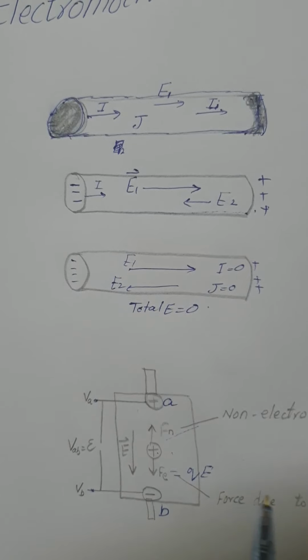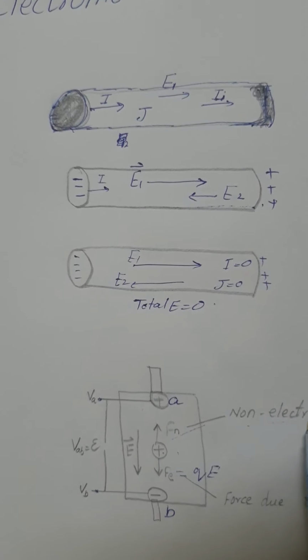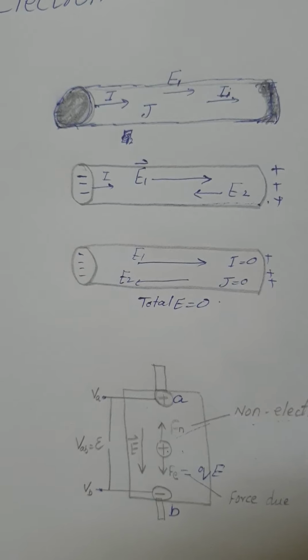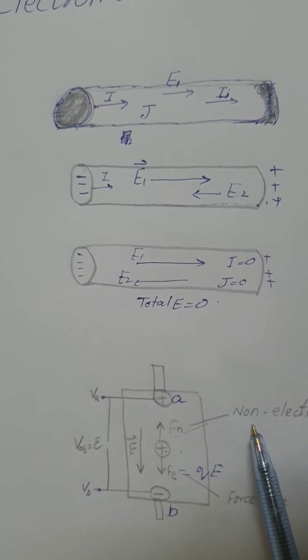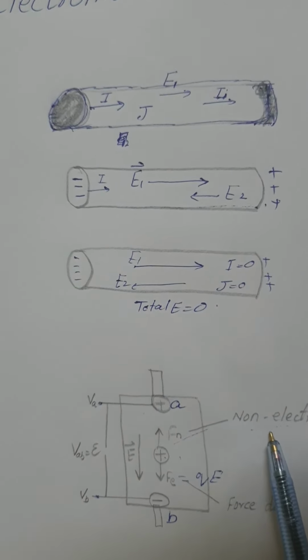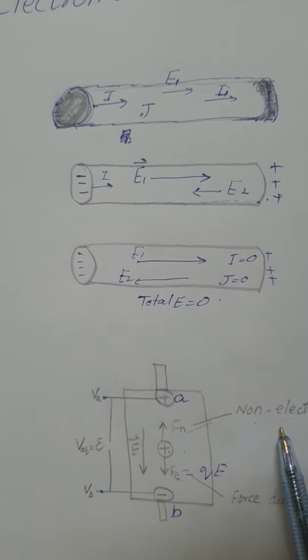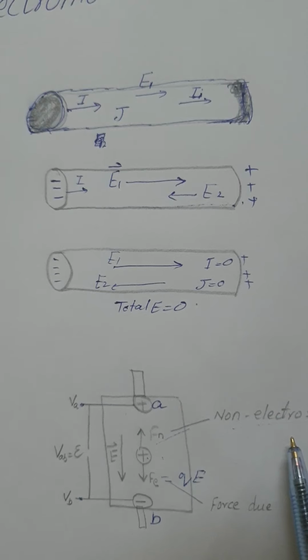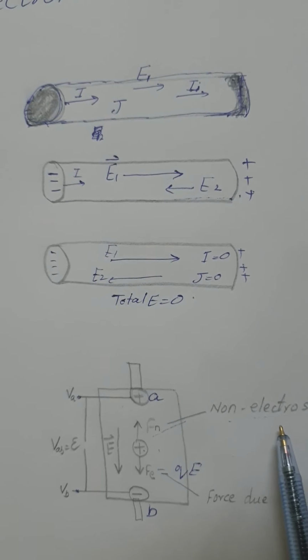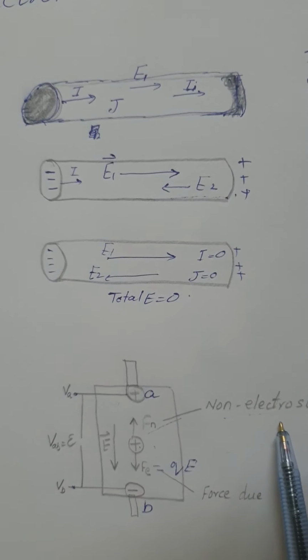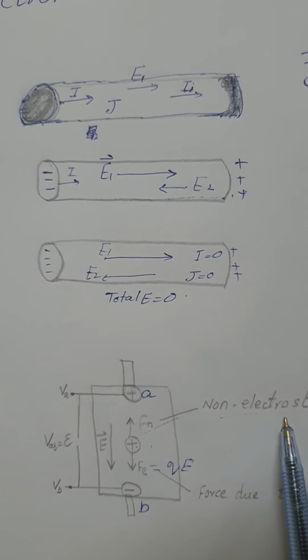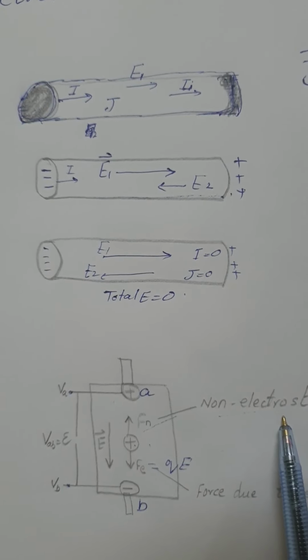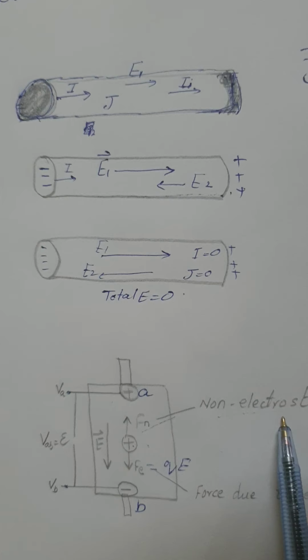So it depends, because this is an external source. It depends on which kind of source we are using. In a generator, it results from magnetic forces on moving charges. In a battery or fuel cell, it is associated with the electrolyte or different chemical processes.